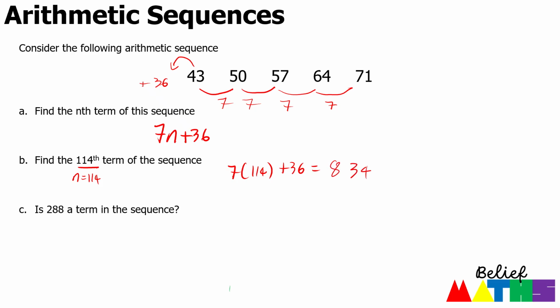834. The last one then asks, is 288 a term in the sequence? Well, what we'll do is we'll do 7n plus 36 is equal to 288. And now we're going to solve that like we've done before. So 288 minus 36 gives us 252. And then dividing that by 7 gives us an answer of 36. And because that's a whole number, that means yes, it is in the sequence.